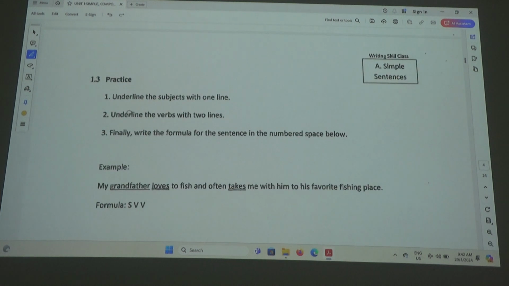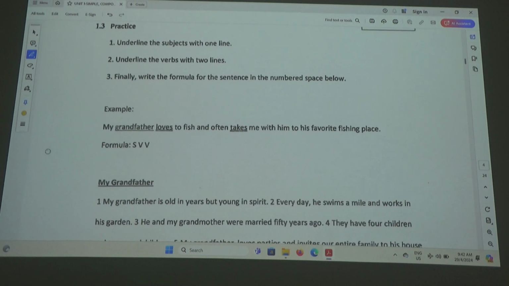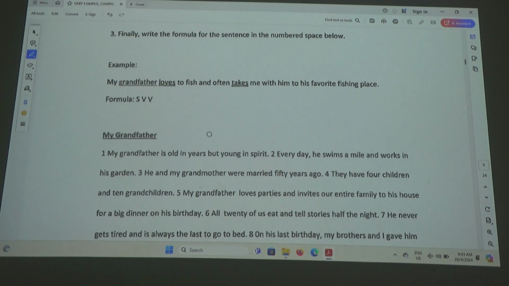Okay. Practice. Underline the subjects with one line, underline the verbs with two lines. Finally write the formula for the sentence in the numbered space below. Like the example. My grandfather, subject, loves, verb, to fish and often takes, one more verb, takes me with him to his favorite fishing place. Formula SVV. Is that okay? Can you understand now? Don't focus on what type of sentence, just identifying the subject and the verb. Is that okay? Alright.